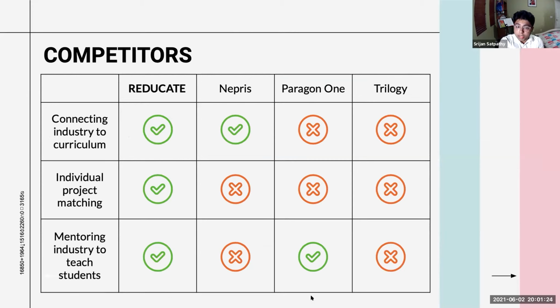Industry to curriculum connection, individual project matching, which Haley described as the API, and mentoring industry to teach students. So we are a two-way street. And as you can see, we satisfy all three categories.